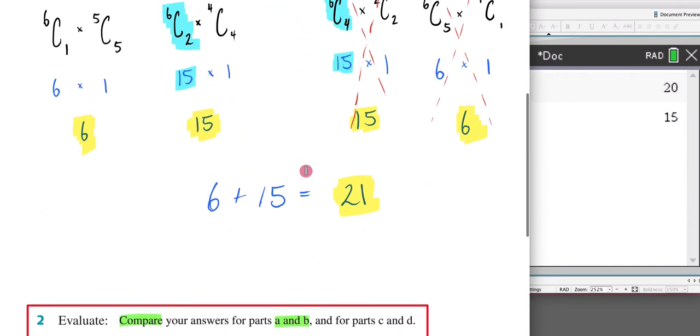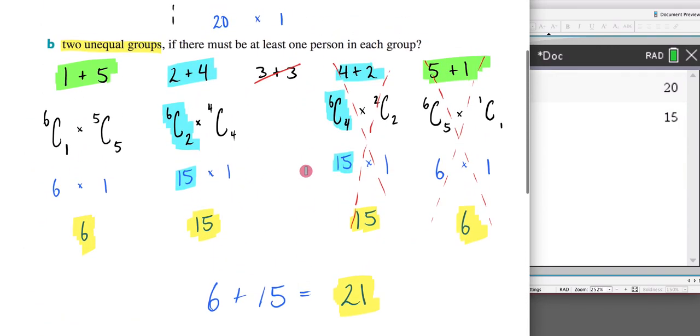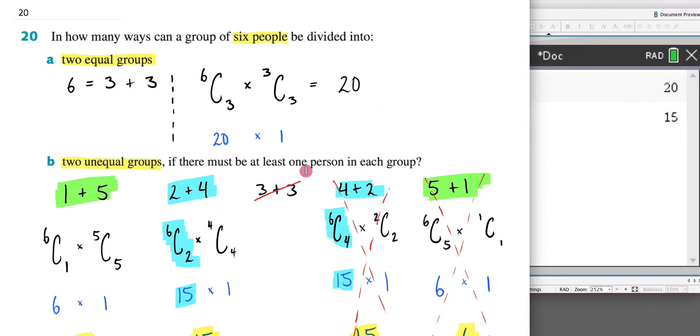So hopefully that makes sense and explains what's going on in this question. Hopefully this was helpful to you in answering question 20 from exercise 10C.